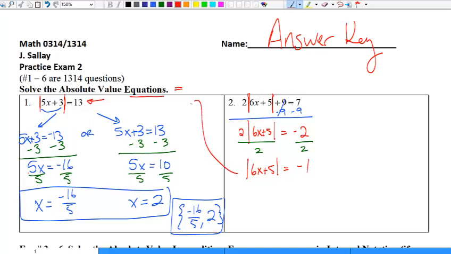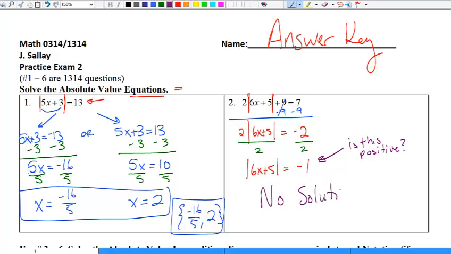Notice I had to do all that work just so it would look like the first step of problem number 1, where the bars are by themselves. That was step 1. So step 2 says, is the number on the right-hand side positive? And the answer is no, it's not positive. Because this is negative, the absolute value of any number can't be negative 1. It just doesn't work. So therefore, the answer is no solution. Without any more work to be done, you can't have the absolute value ever equaling a negative number.